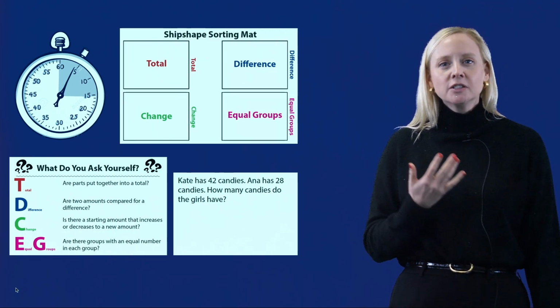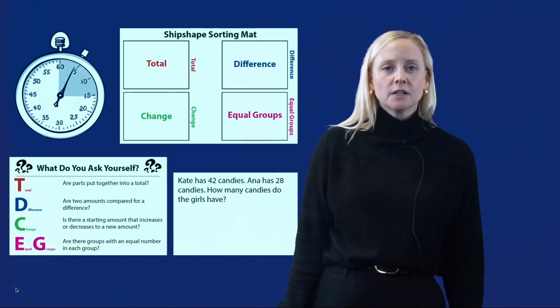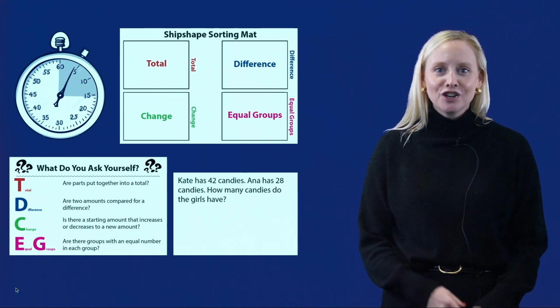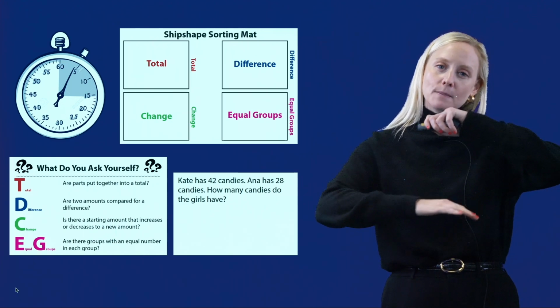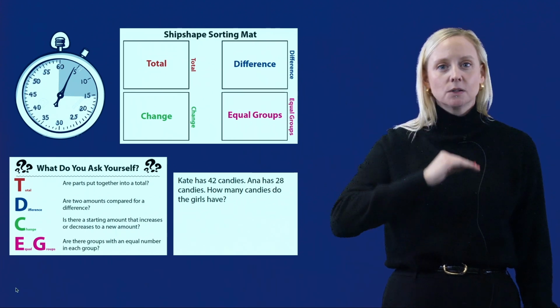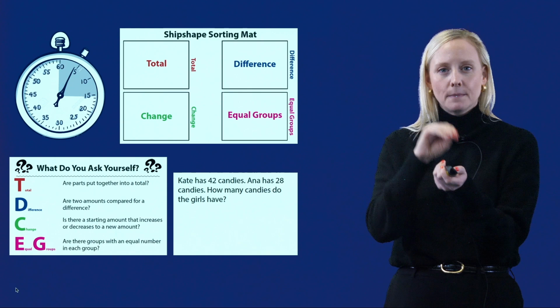And as students are working through these word problem cards, they can use the What Do You Ask Yourself poster to help them question and gesture like this. Are parts put together for a total? Are 2 amounts compared for a difference? Is there a starting amount that increases or decreases to a new amount? Or are there groups with an equal number in each group?